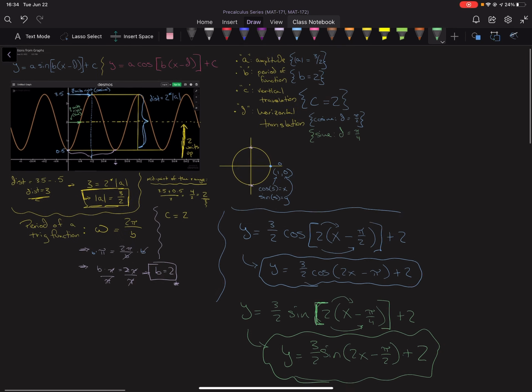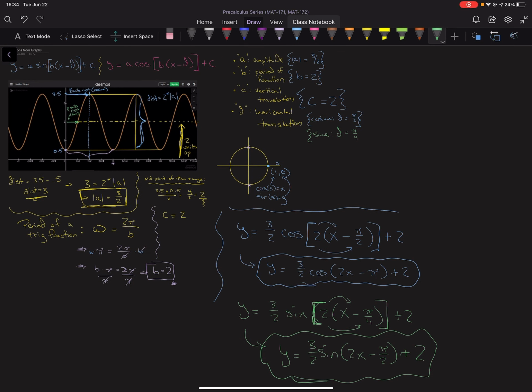So just a quick recap. We needed the 4 parameters of a trigonometric function in order to graph it: A, B, C, and D. A representing the amplitude. B representing the period of the function. C represents vertical translation, and D represents horizontal translation.